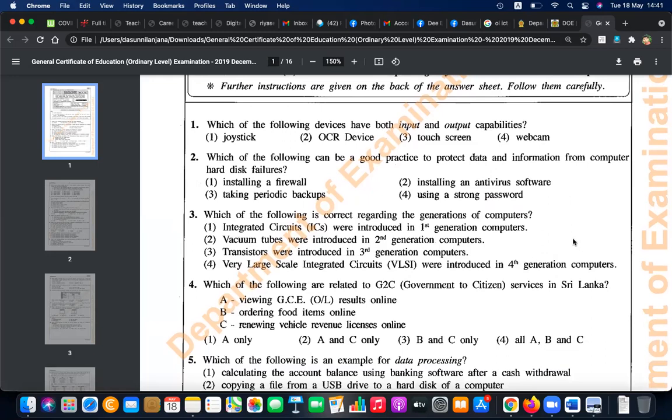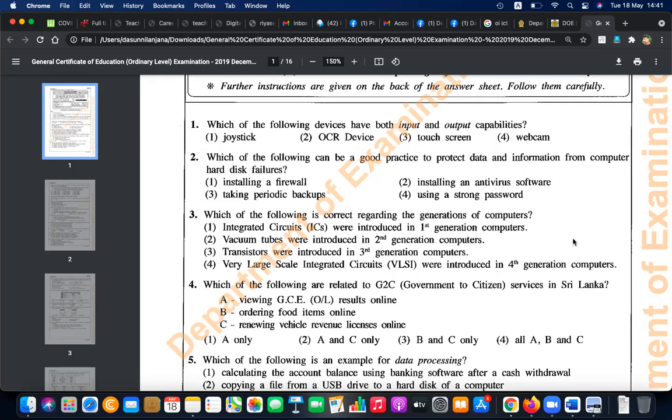Okay, which of the following can be a good practice to protect data and information from computer hard disk failures? What do you think? Which is the best answer? The third one. Yes, taking periodic backups. That is the answer. And why?